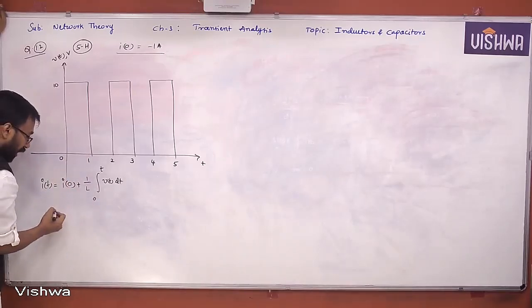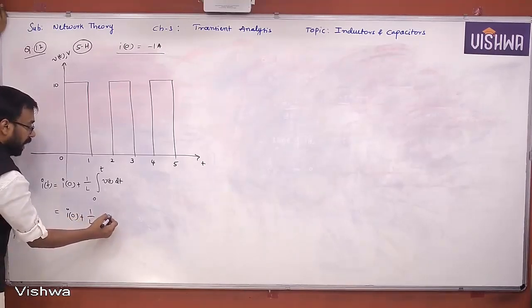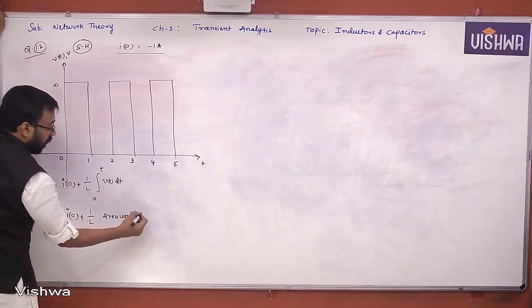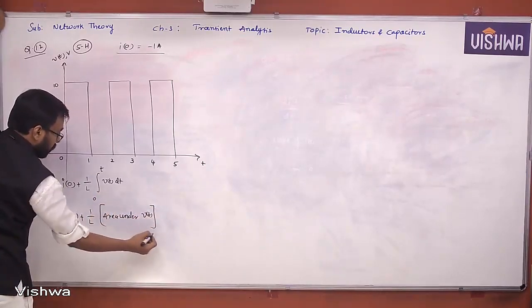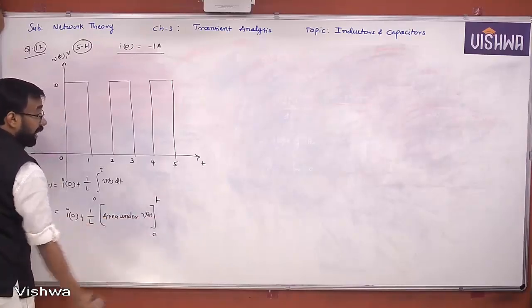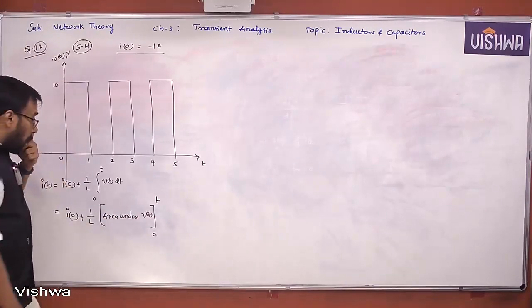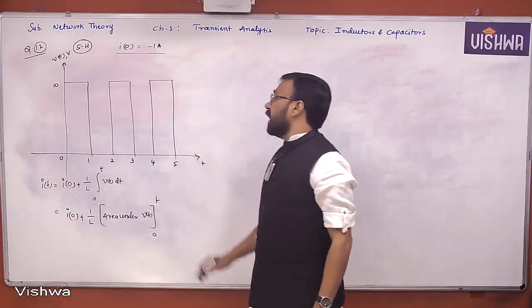But already you know that I of t equals I of 0 plus 1 by L times the area under V of t over the boundaries 0 to t. Can I write like this, all of you? Yes, I can write. Now, I would like to find the current through the inductor.